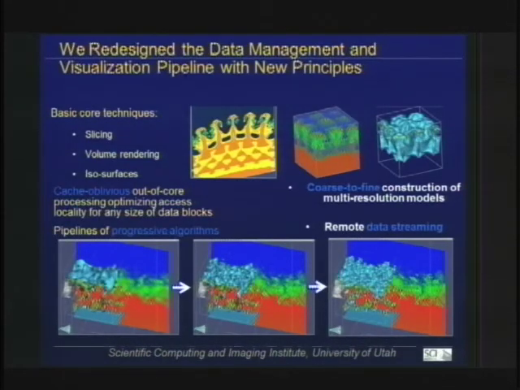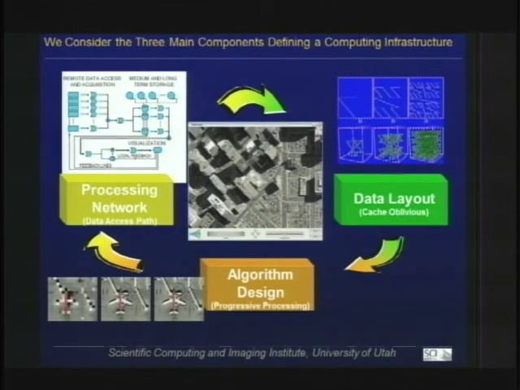So the data management pipeline is redesigned. As a proof of concept, we take some core techniques and show how they can be mapped onto this redesigned pipeline. Again, we're going to do some cache oblivious out-of-core processing and use progressive algorithms to do our standard things like visualization. And this is to enable things like remote data streaming.